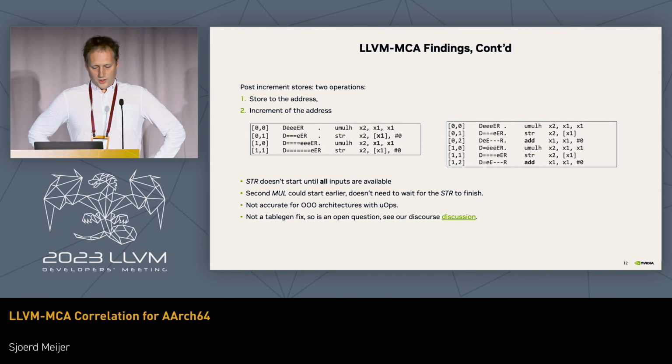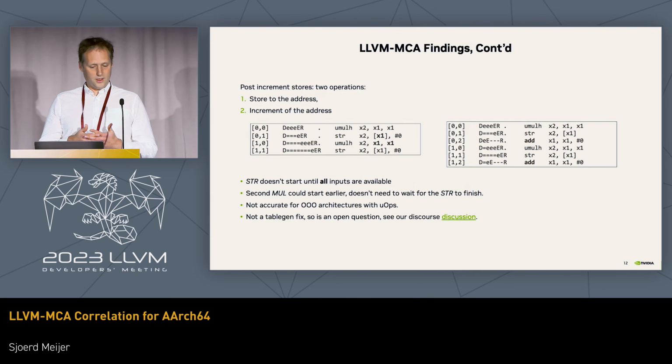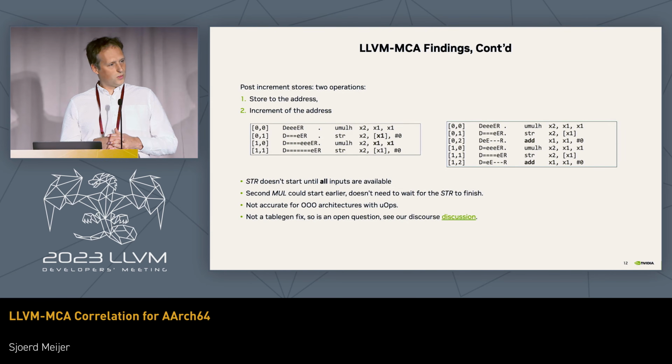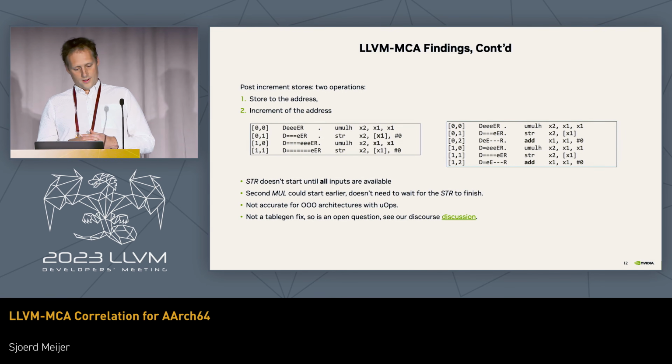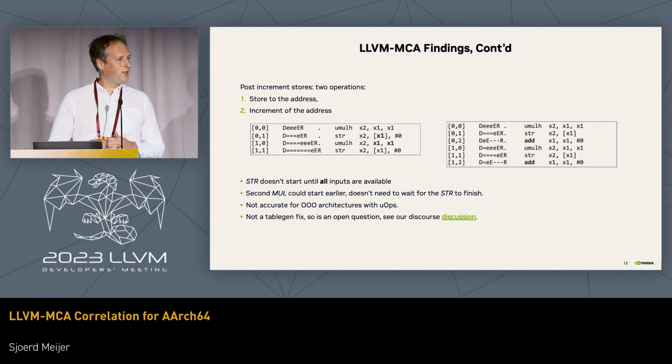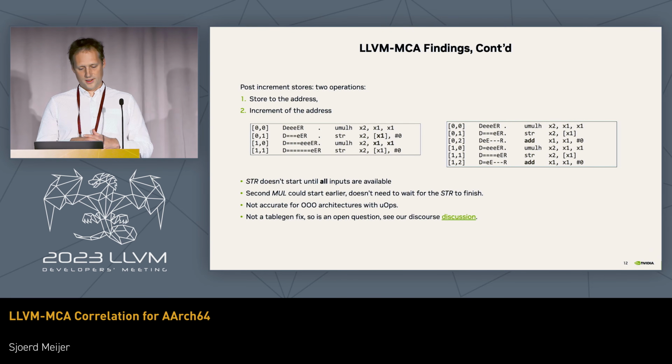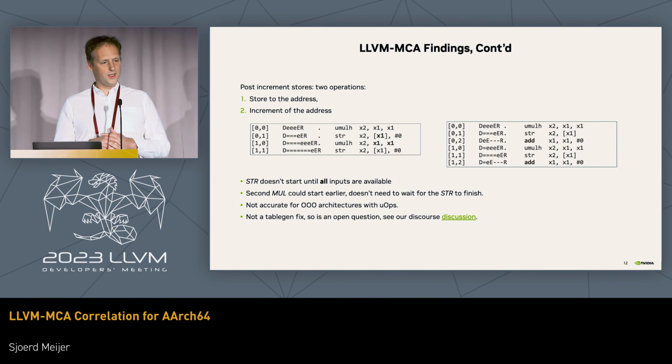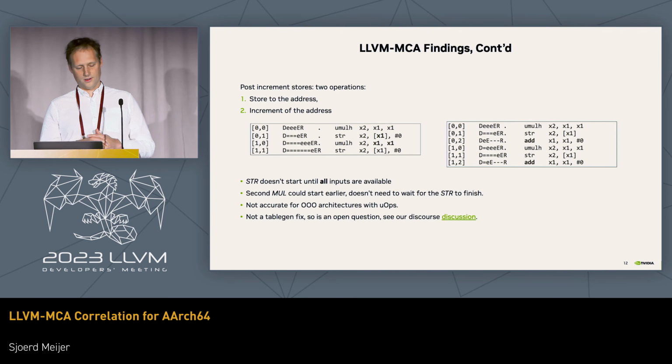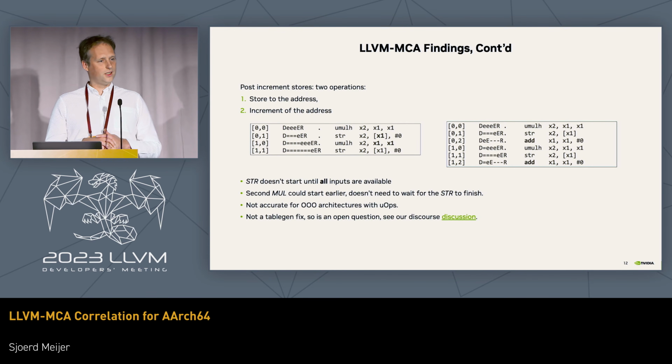The short version is that this particular store is broken down into multiple micro-ops, and this is not modeled at all. This is not a simple TableGen fix like some of the things that we fixed. This is kind of an open question how to do this. We discussed this on Discord, and we had an interesting discussion there. You can follow the link later.